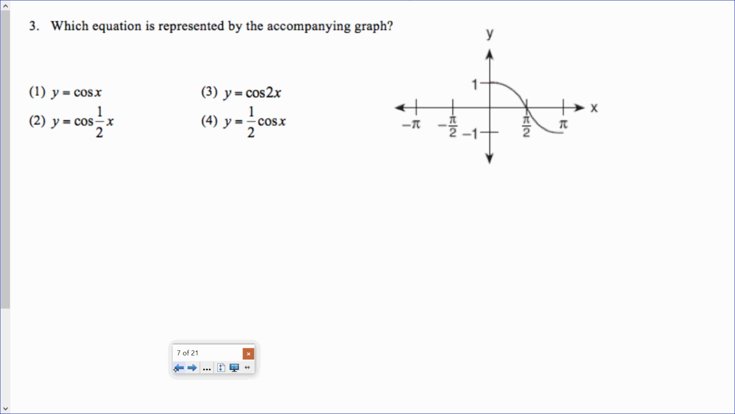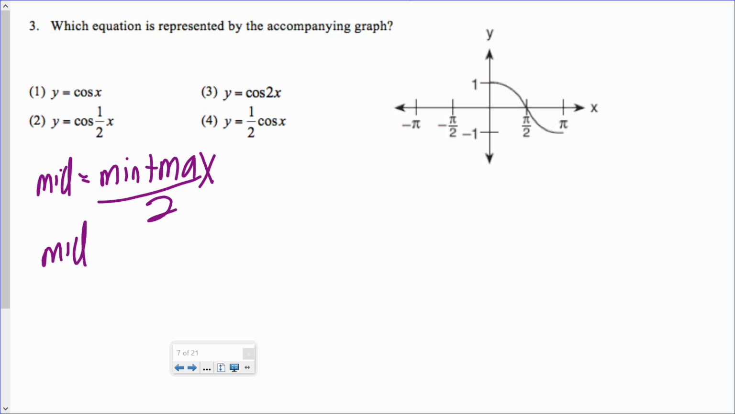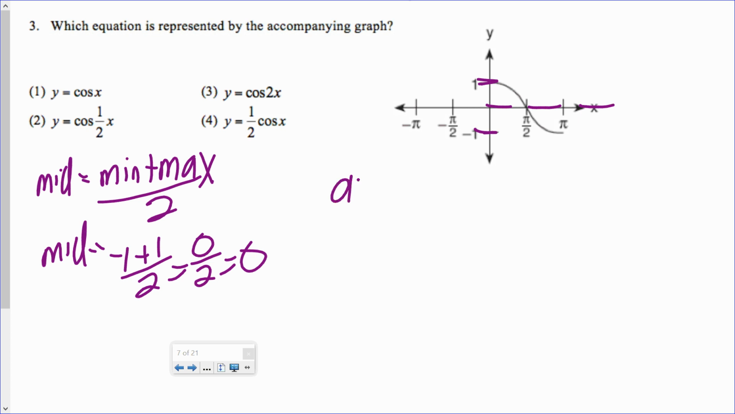And that's it. Guess we could take a look at number 3. 3's got a little twist to it. Again, I'm going to start with my midline. Mid equals min plus max over 2. My min is -1. My max is 1. My midline is 0. Amp, sine, freq, x, shift.